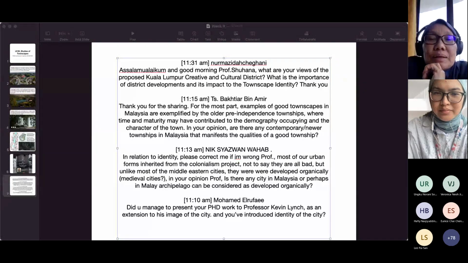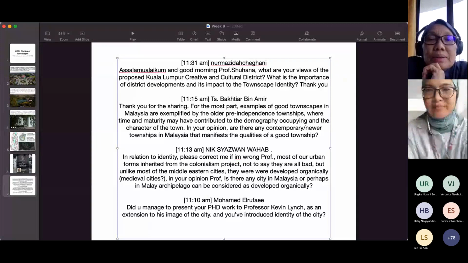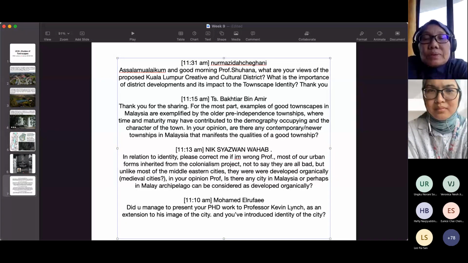For the most part, the examples exemplified the older period. Are there any contemporary new townships in Malaysia that manifest the quality of the township? I used to live in Putrajaya for 1 year.